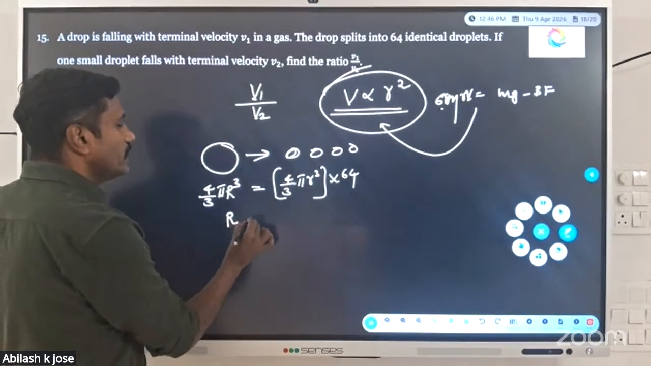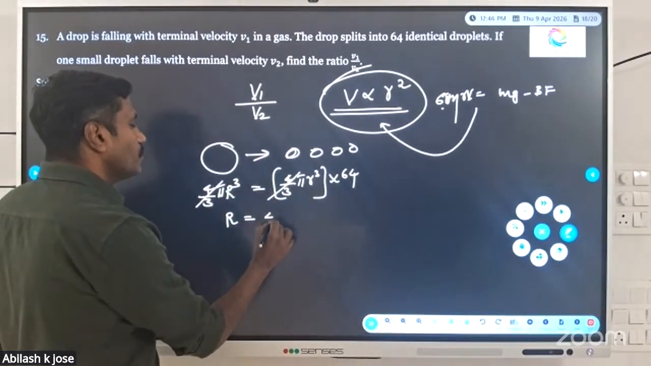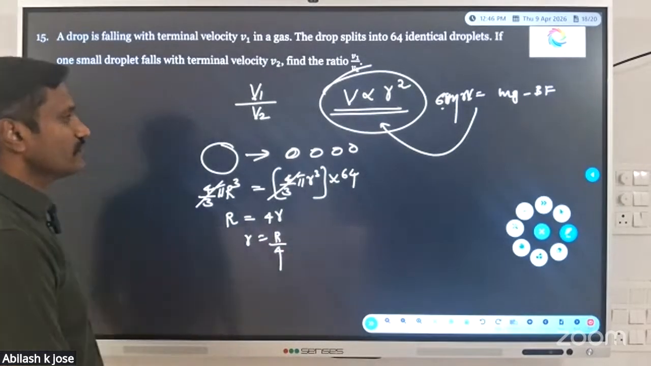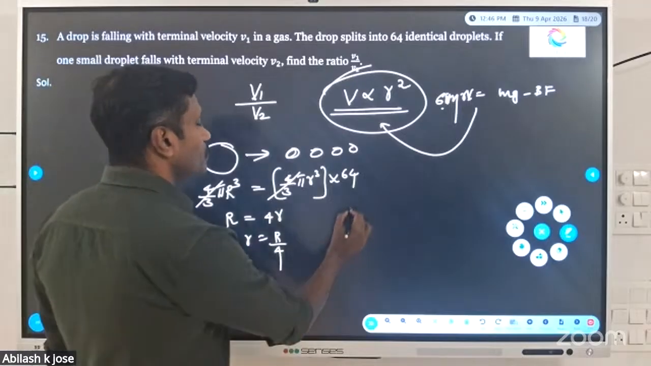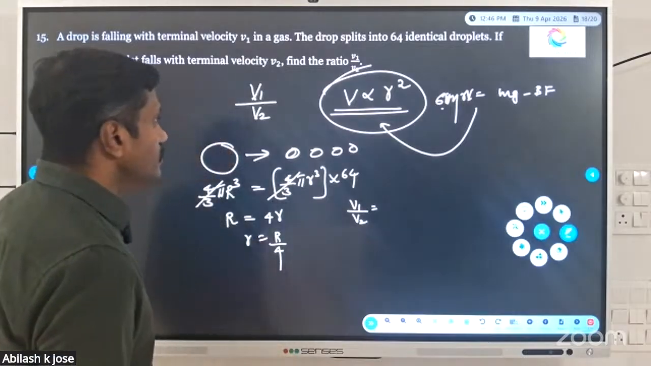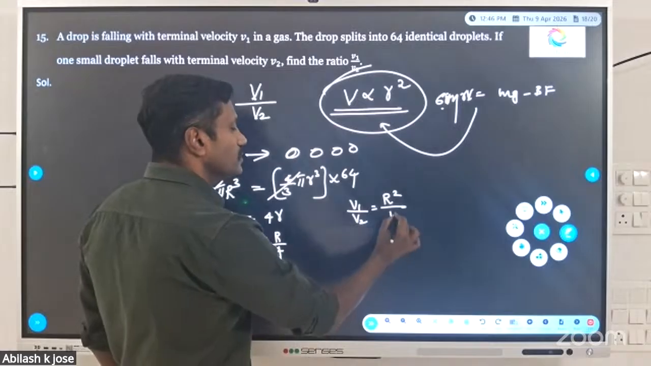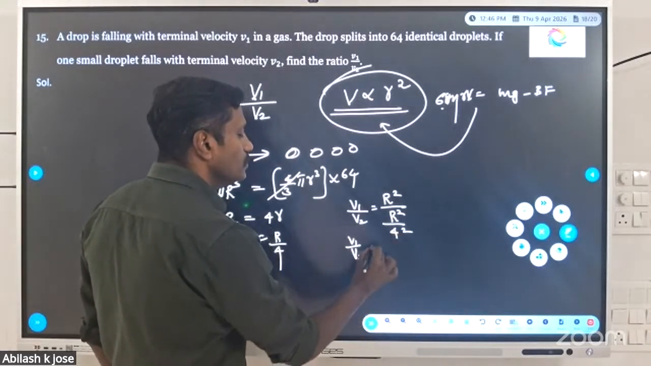You get that R is equal to C. That's it. This is equal to 4 times R. Small r is equal to 1 by 3. So the radius of the droplet is 1 by 3. Now, d1 by d2. d1 is proportional to r square, and the bigger radius r square divided by this is r square by 1 square. So d1 by d2 is equal to 6.